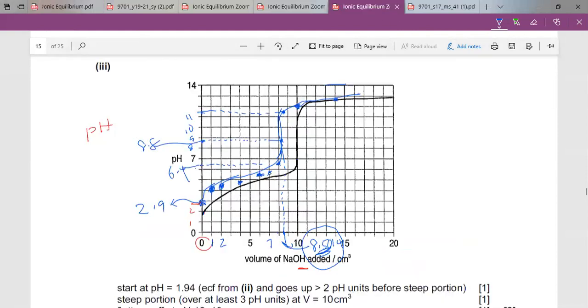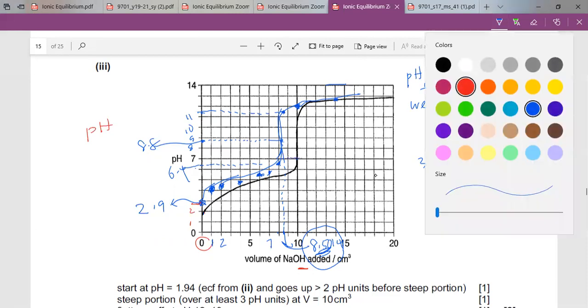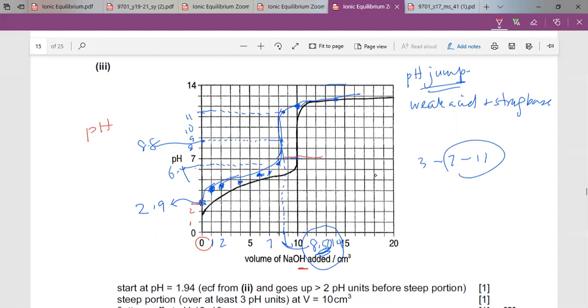Now in this case, what kind of indicator will you use? Remember for weak acid and strong base, the pH jump at the end point, I told you 3, 7, 11. Weak acid means from 7 to 11. So what kind of pH window or color change can an indicator have to give you a strong change in color?